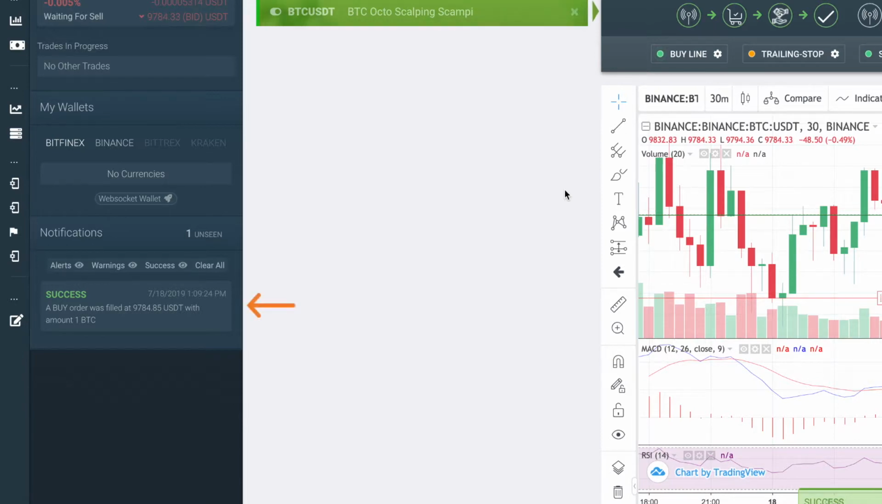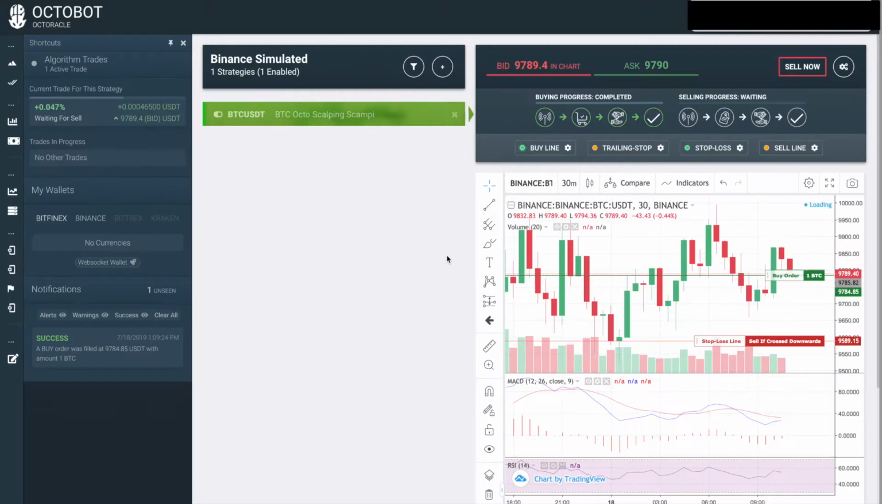Here we can see the buy line was triggered and a notification popping up after the price crossed $9,784 upwards. If we would have had a fixed buy line at $9,770, the buy wouldn't have been triggered. Sit back and watch the trade unfold.